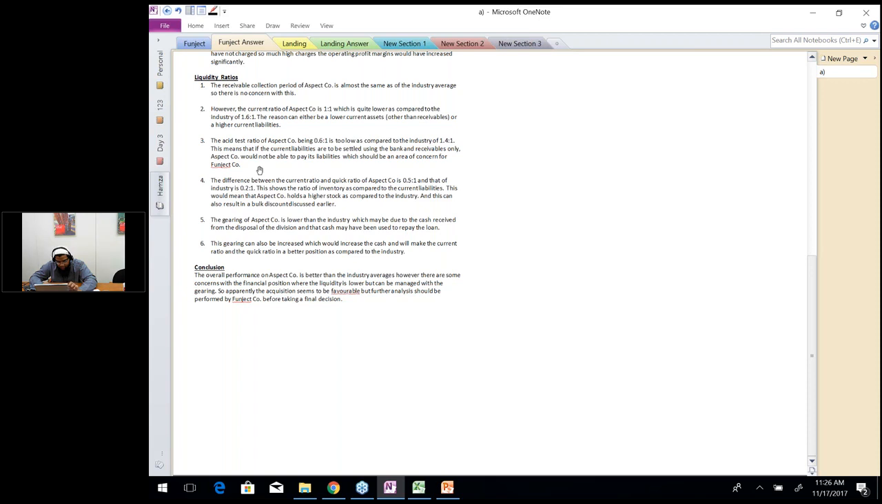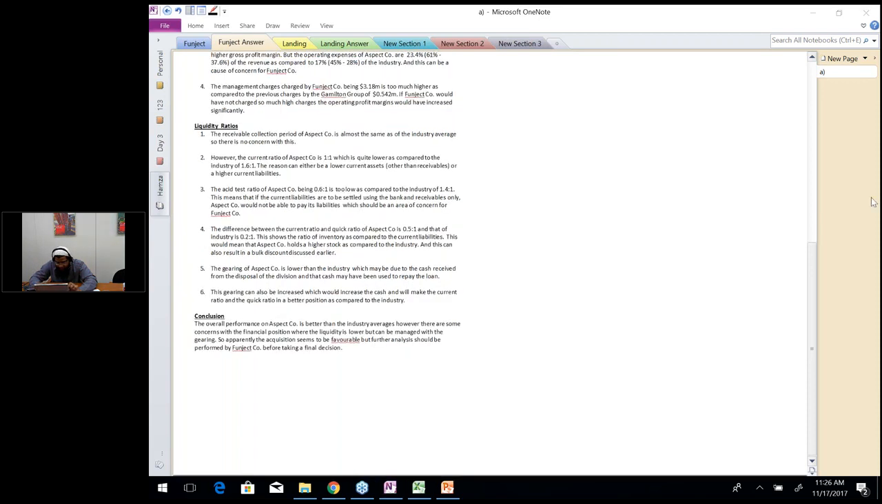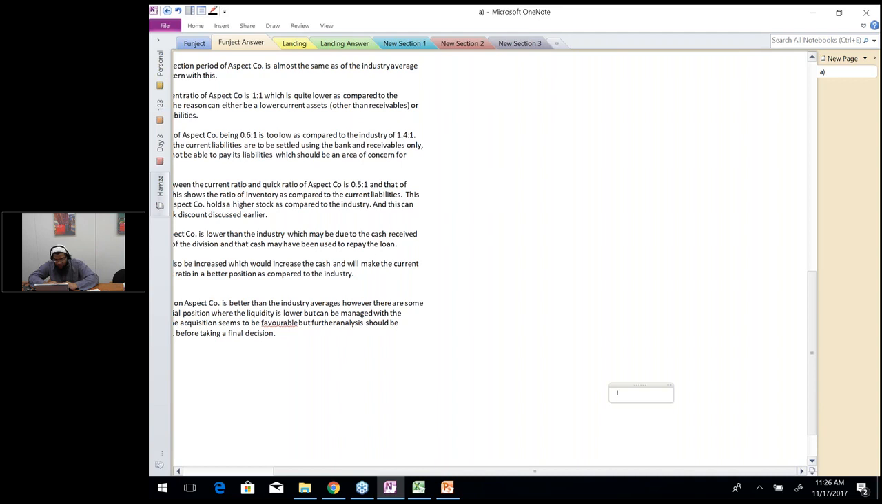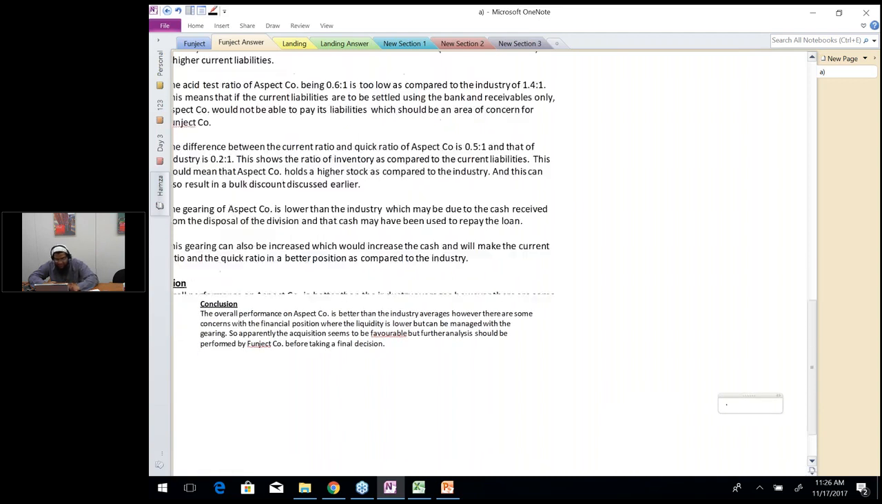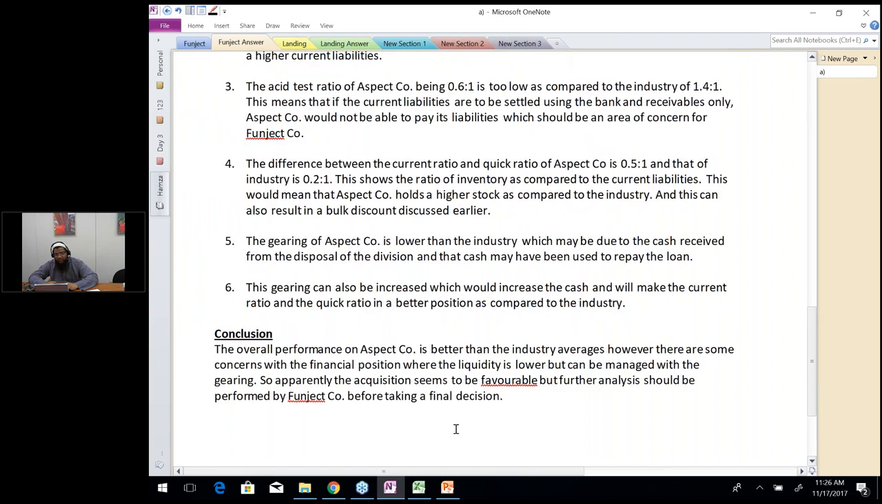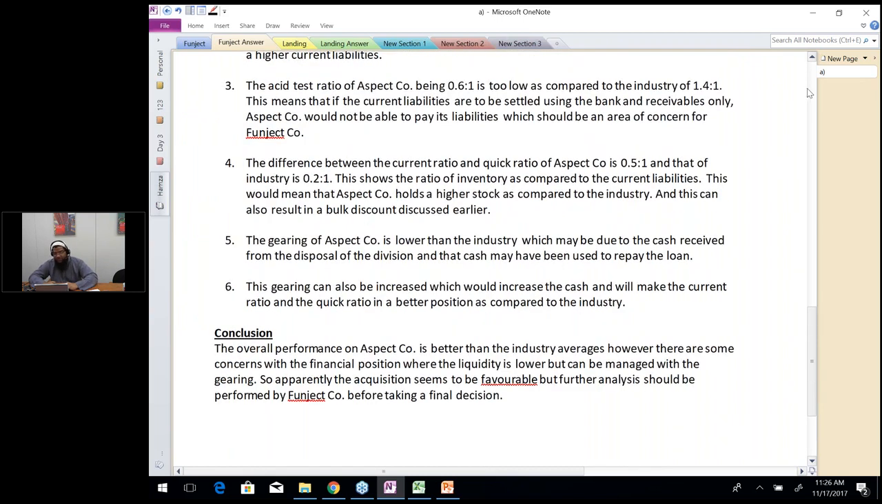Simran wants to understand point number 5. Similar to point number 5, I've written that the gearing of the company is quite less as compared to the industry. So maybe that is because we have disposed of a division, so we would obviously have received some cash. The cash may have been used to repay the loan and the gearing would have been reduced. This is point number 5.